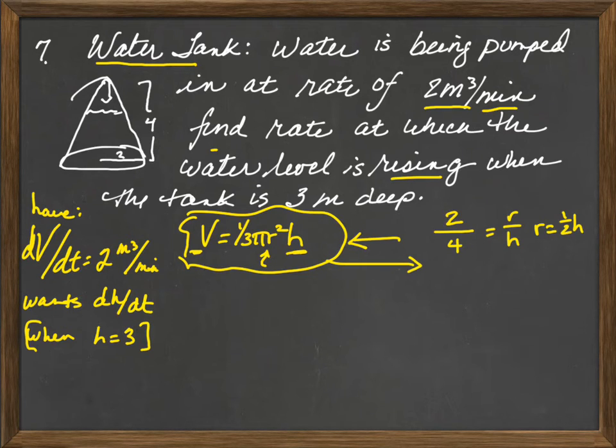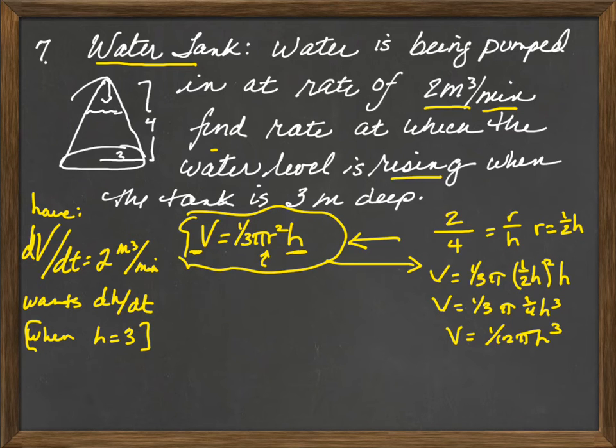So now we rewrite this formula back with that information. I can now say V equals 1/3 pi. Instead of r squared, I use 1/2 h squared times h. And let's simplify this out. It's 1/3 pi times 1/4 h cubed, or 1/12 pi h cubed. So this becomes our new formula that we are going to take the derivative of. So let's go ahead and do that. I'll choose a different color so we see we're on to the next step.